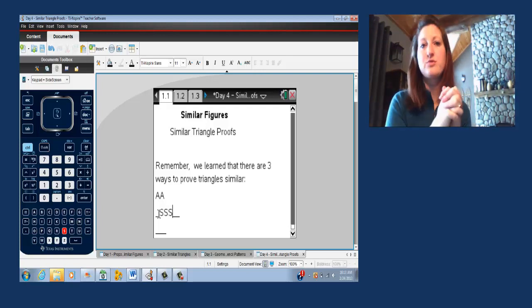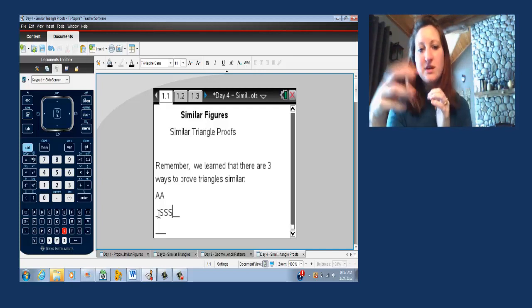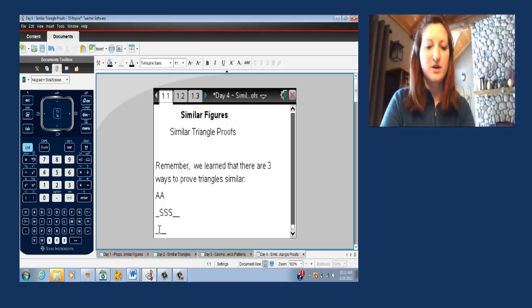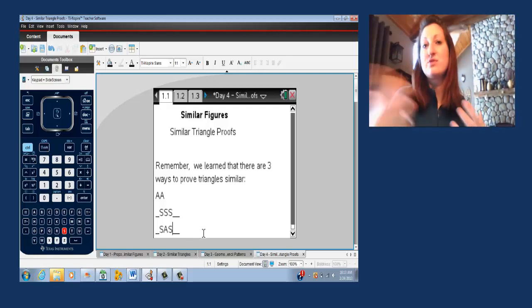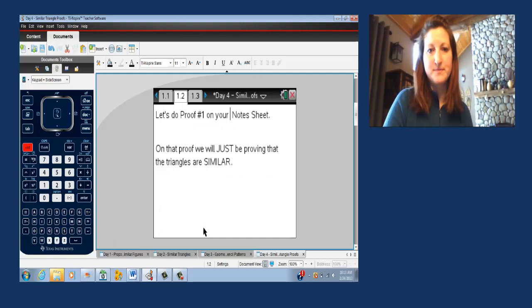You can't just show that the 3 pairs of corresponding sides are equal. You have to show that they reduce down to the same fraction. And then we also saw a side angle side with the same warning. When you put sides in, you have to show that they reduce down to the same fraction.